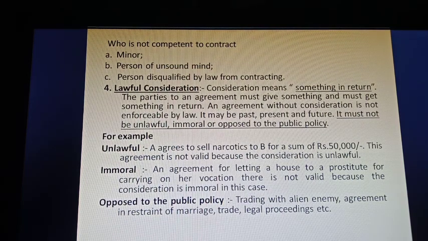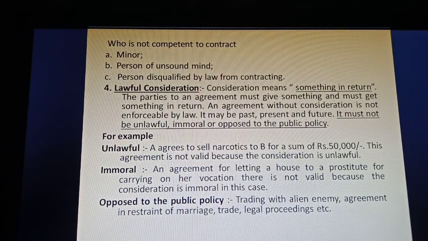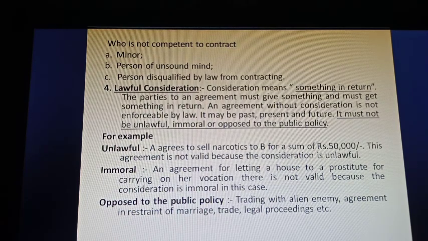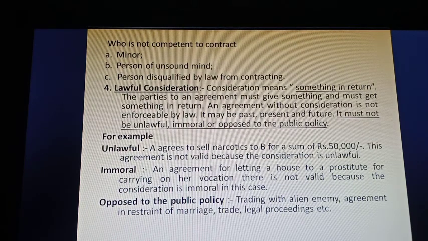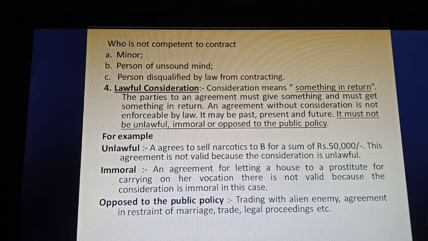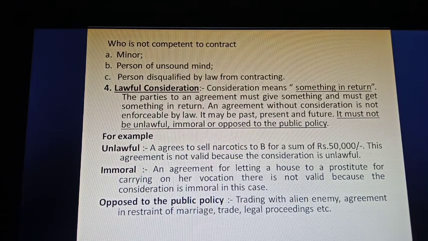And what is the example of immoral consideration? An agreement for letting a house to a prostitute for carrying on her vocation there is not valid because the consideration is immoral in this case, as letting a house to a prostitute for carrying on her vocation is immoral in nature, which is dangerous to the society. And the consideration must not be opposed to the public policy. So if there is trading with an alien enemy, agreement in restraint of marriage, trade, legal proceeding, these are some examples which are opposed to the public policy.